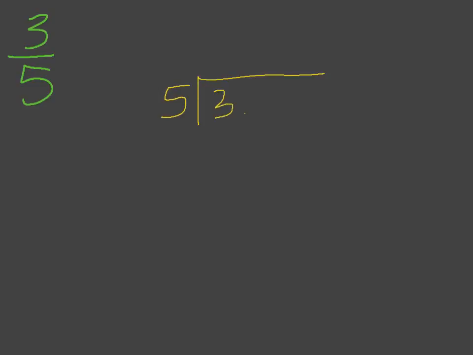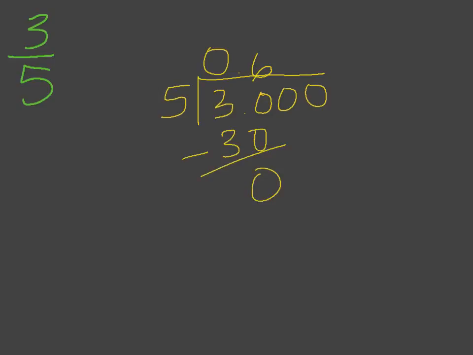3 divided by 5, I'm going to add my zeros. I can do 3 divided by 5. So 5 goes into 3 0 times. I'm going to keep my decimal place. 5 times what gives me 30? I got 6. So 5 times 6 is 30. I'm going to subtract. I got 0, so I'm done. I don't need any more of my zeros. That was a pretty easy conversion.